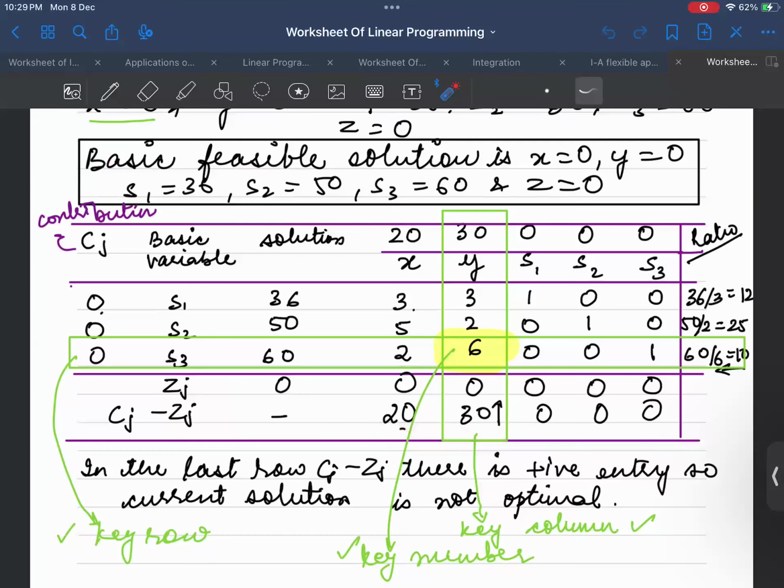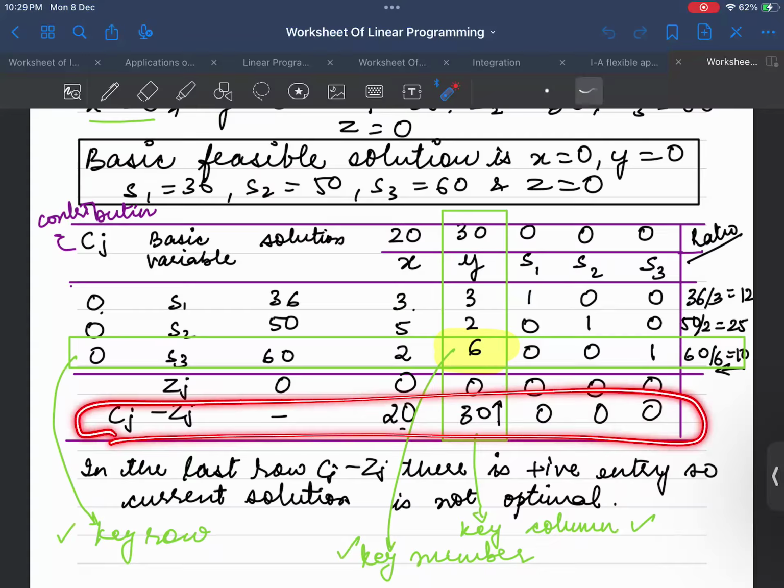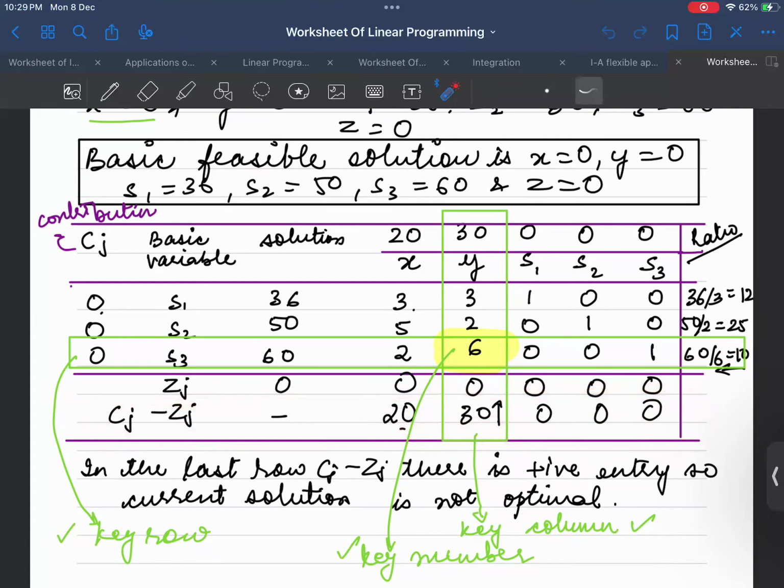The net effect here is 20, this is 30, and here 0, 0. If all of them were negative or 0, at that time we would have said we have reached the optimal solution. But in the last row, CJ minus ZJ, the net effect, there are positive entries. So the current solution is not the optimal solution. For that I need to make another table. For making another table, the first step is to identify the key column, then the key row, and then the key number.